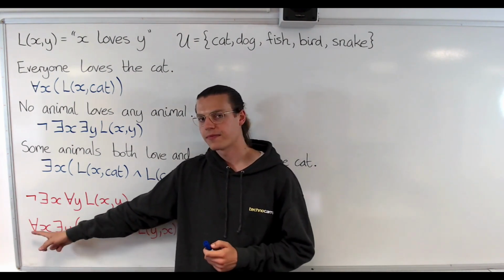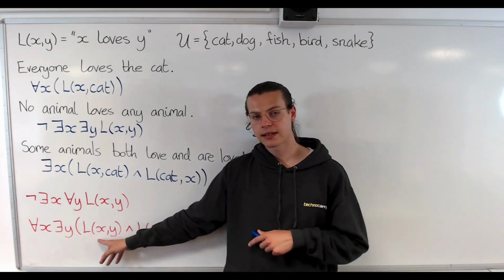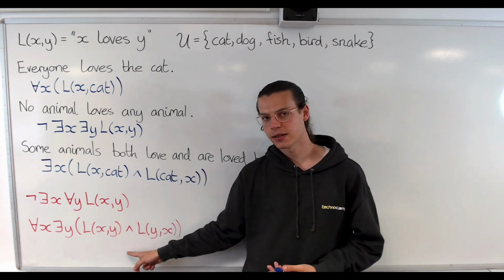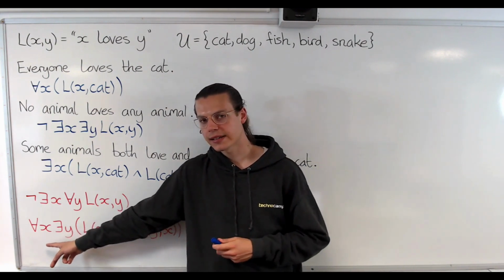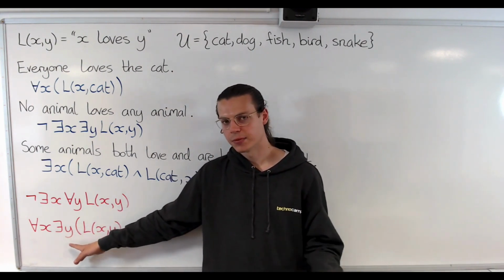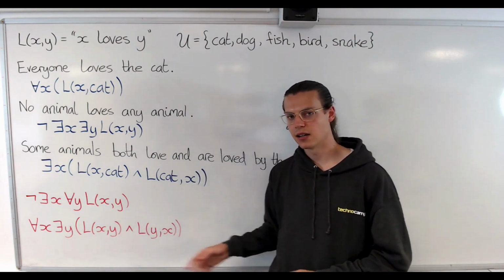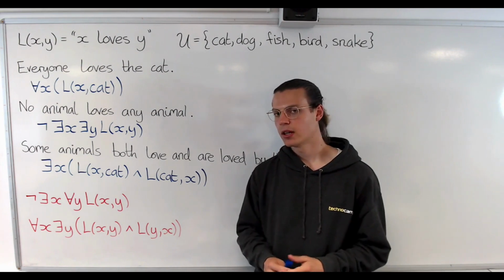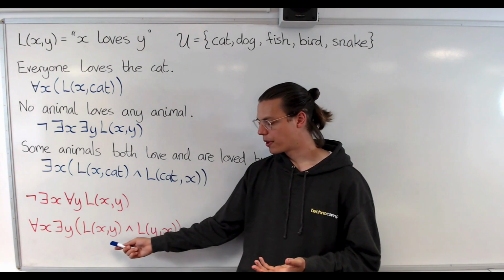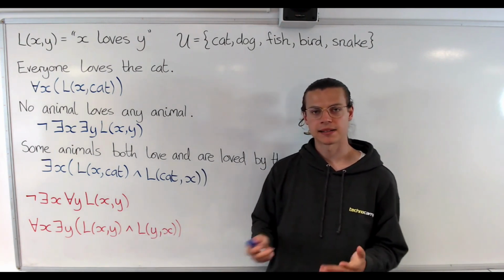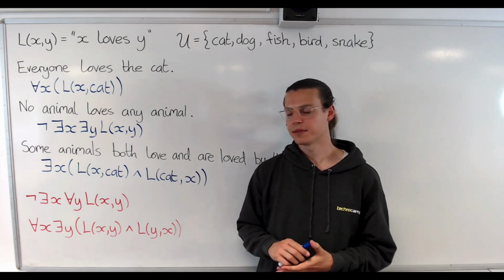Next, let's try to read this statement. For all X, there is some Y such that X loves Y and Y loves X. So for all animals X, there is some animal Y such that X both loves and is loved by Y. Or every animal both loves and is loved by some animal. Everyone both loves and is loved by someone.